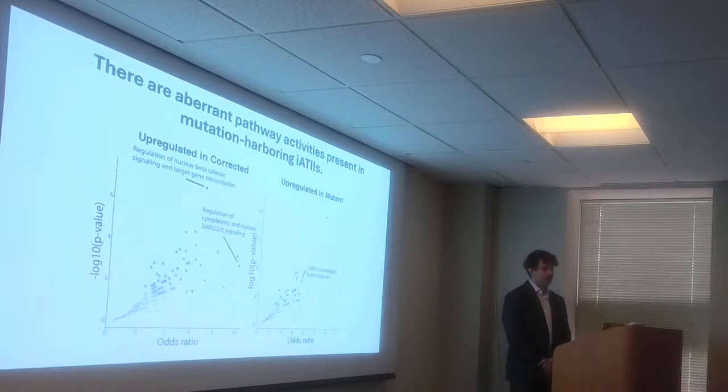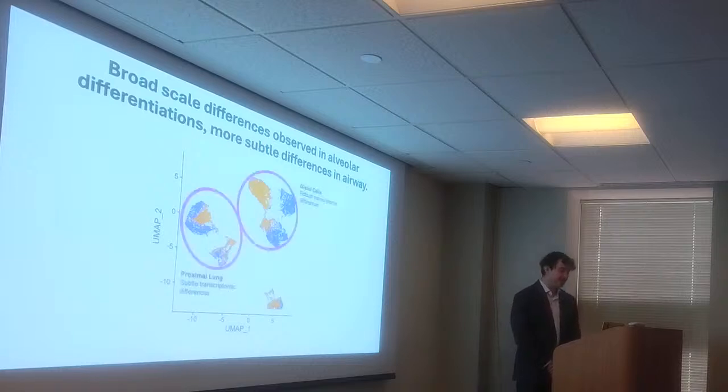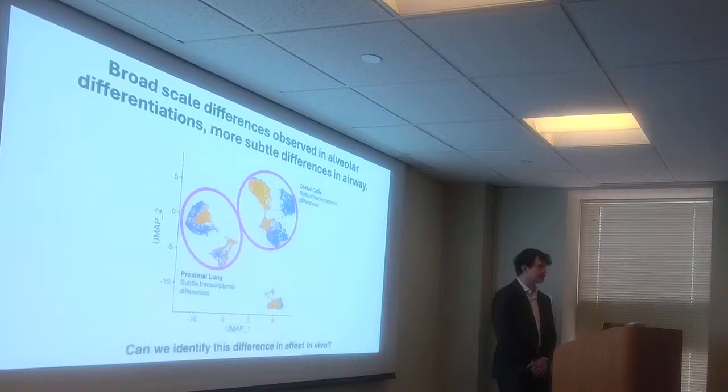Then upregulated in mutant, we see transcription factor networks that are associated with FOXA1 and ATF2, which are highly important in liver development. So really one of the most interesting things that I've shown thus far is that in distal cells, we see these robust transcriptomic differences, and in proximal lung, we see subtle transcriptomic differences. So we wanted to see if we can identify this difference in effect in vivo.